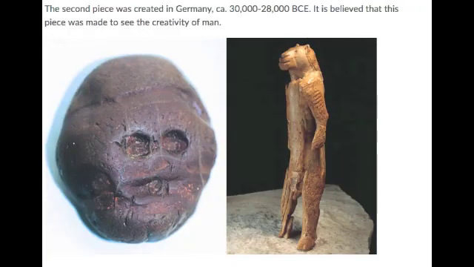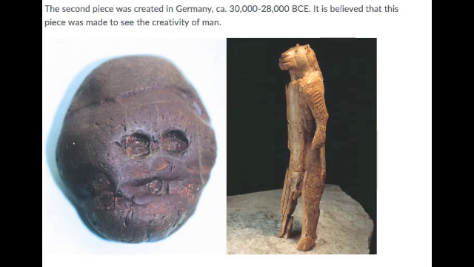Here's another one. The second piece was created in Germany. CA means approximately 30,000 to 28,000 BCE. That's the time period after. It is believed that this piece was made to see the creativity of man. That doesn't really make any sense.